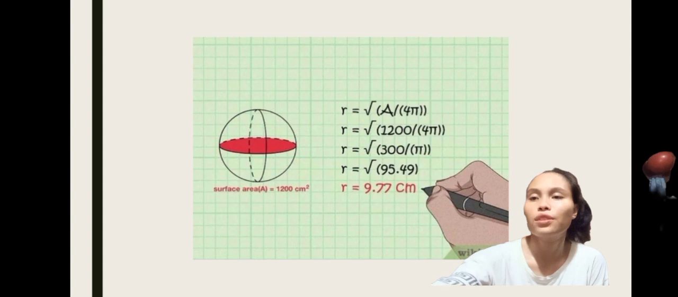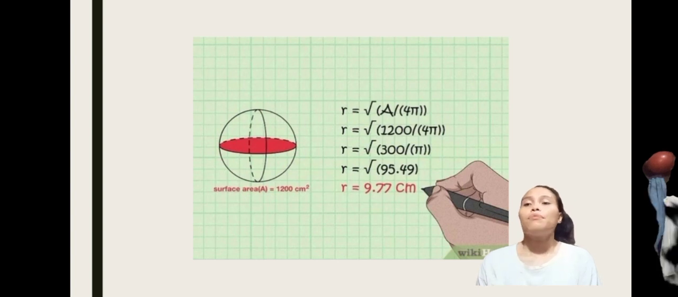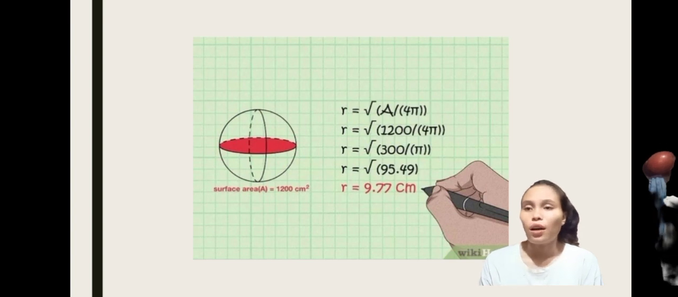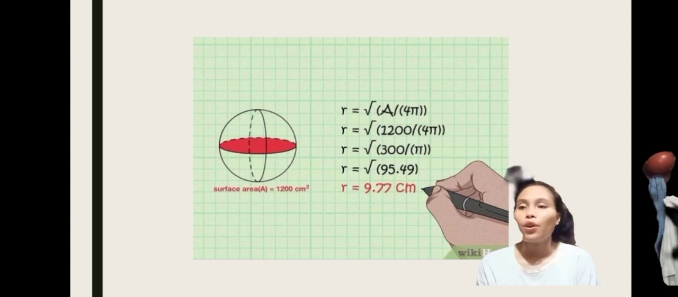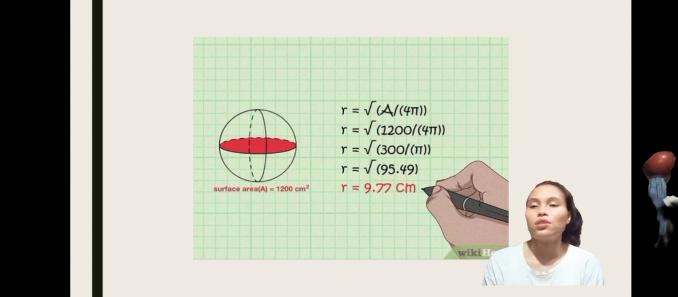Next is the surface area. Since we have the value of the surface area, we need to find out the radius. Radius equals the square root of surface area, or A, over 4 times pi. Our value of surface area is 1200 over 4 times pi, or 3.14. So 300 over pi is 95.49. And then we come up with the answer of 9.77 centimeters.